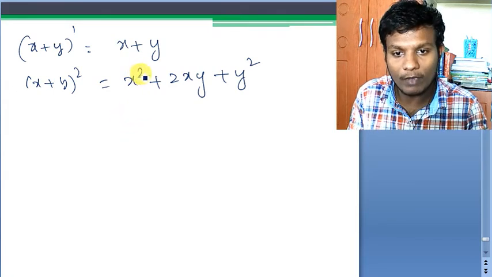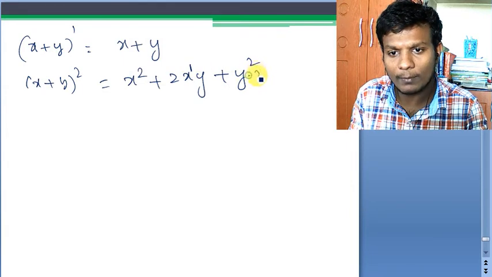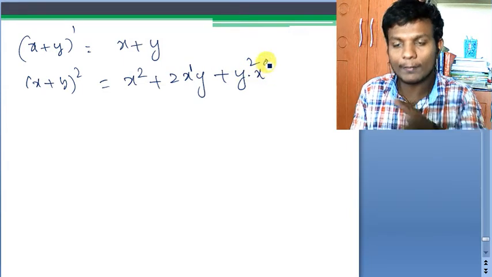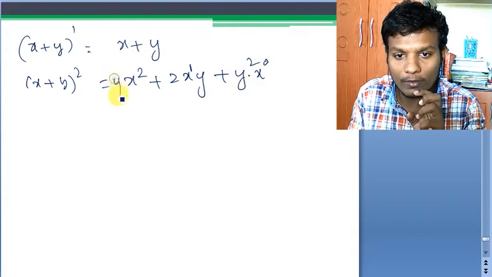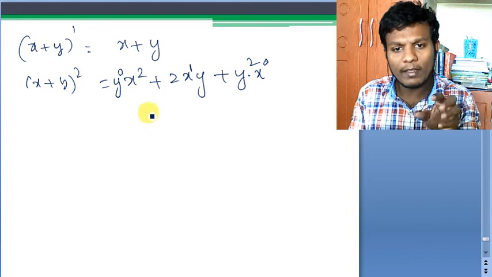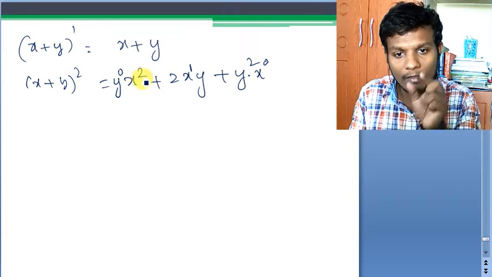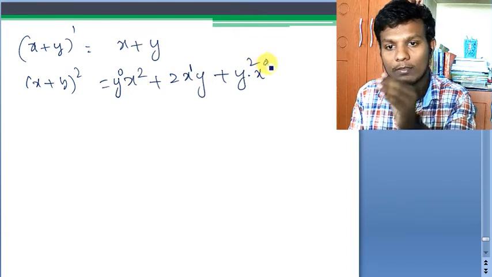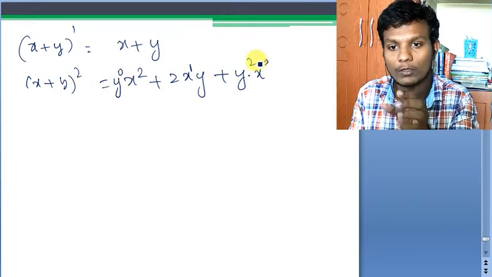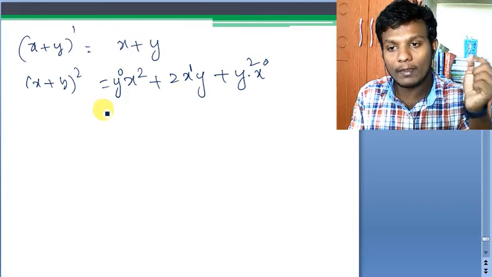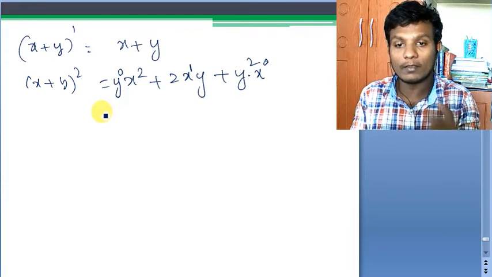You see the power of x: it is 2 here, 1 here, and can I say it has become x power 0 here. x power 0 is 1 basically, and I will assume that y is not there, so can I assume there is y power 0? Basically if you observe, the power of x is 2, then 1, then 0, and the power of the other variable becomes 0, 1 and 2. So the power of one variable is decreasing and the power of the other variable is increasing.